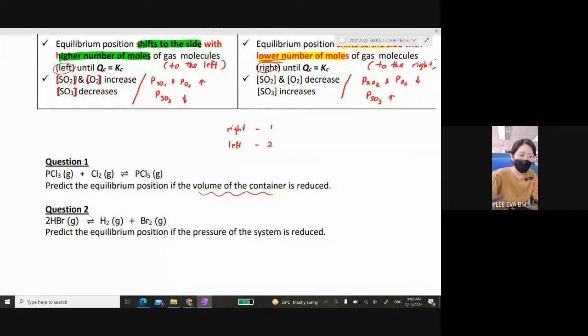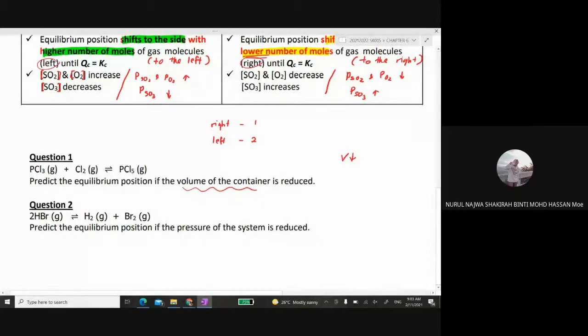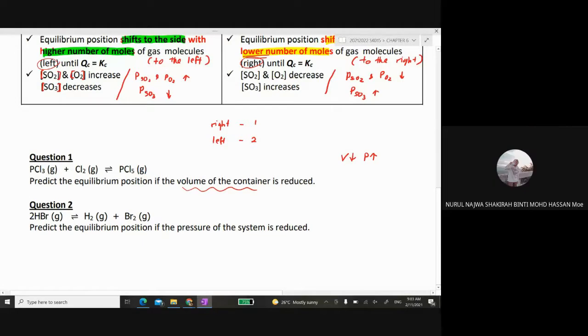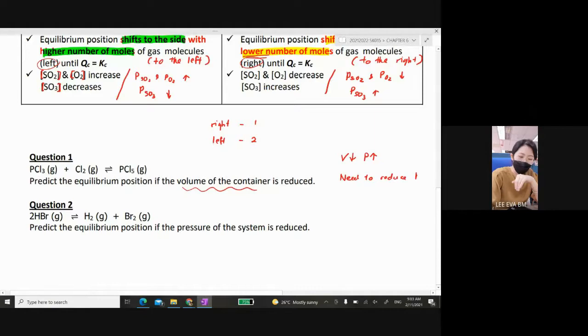Okay, so let's see the explanation how. When your volume of container is reduced, what happens to the pressure? Increase. Okay, pressure will increase, isn't it? So if we want to apply Le Chatelier's principle, what we have to do towards the disturbance? Reduce the pressure. We need to reduce the pressure. We need to get rid of the disturbance. Reduce the pressure, sebab pressure dia naik kan sekarang.